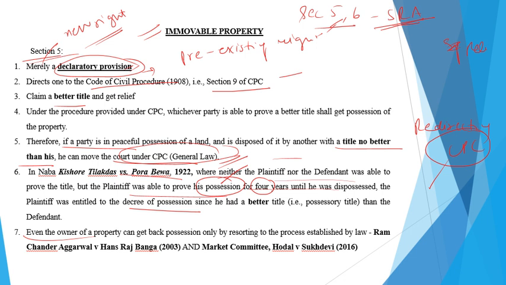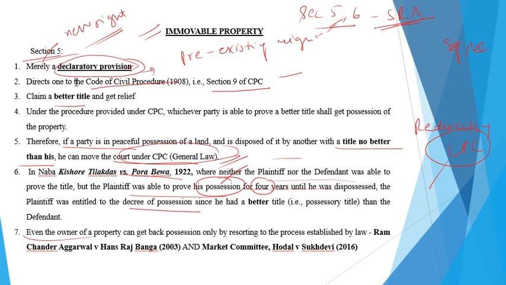Even the owner of the property can get back possession only by resorting to the process established by the law. What are these case laws telling us? This case law is also telling us about the owner of the property, that even the owner of the property cannot resort to any sort of violence. They need to resort to the proper process.